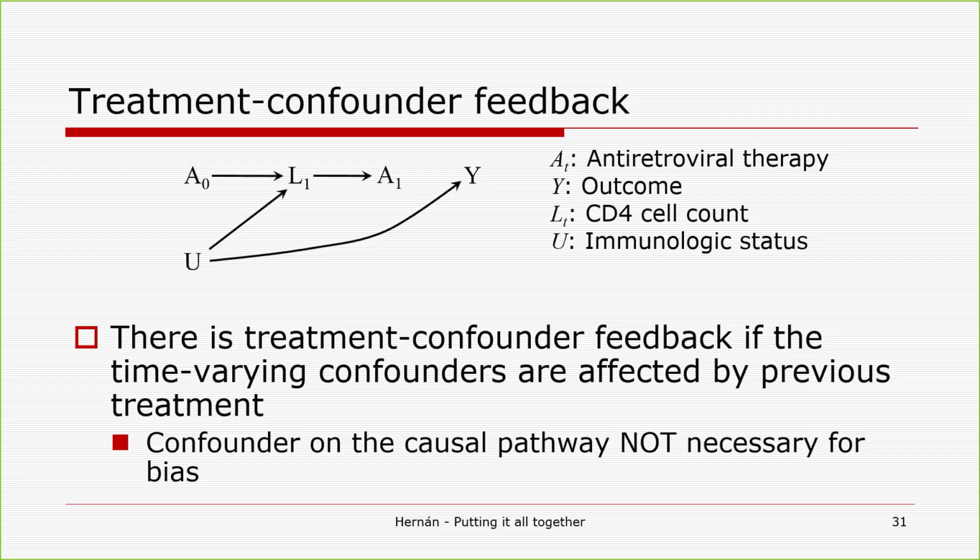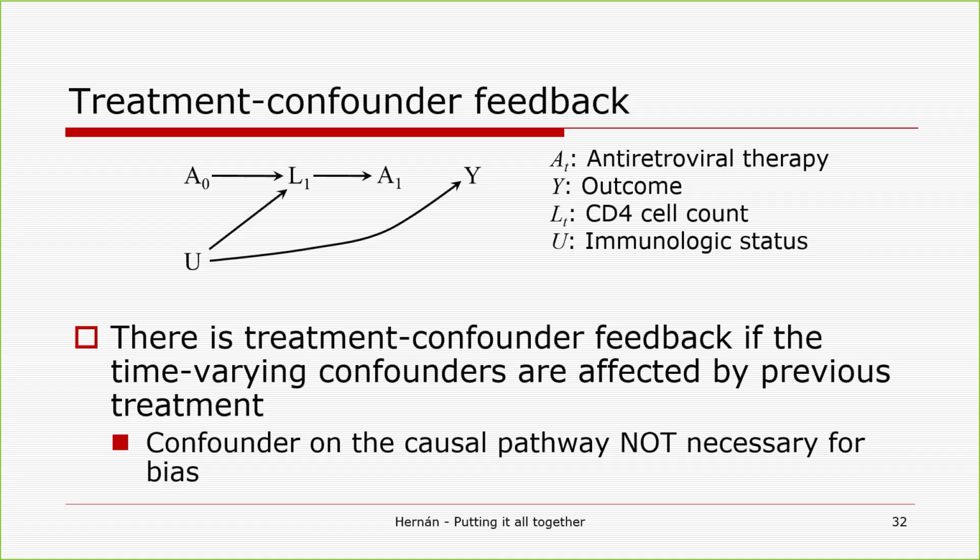CD4 count won't be a confounder for antiretroviral therapy at time 1, because you have a CD4 count that would lead you to take therapy. But CD4 count at time 1 is affected by whether you have been on antiretroviral therapy at time 0. You can do this every month or every time unit that you have. You see this feedback between the treatment and the confounder over time.